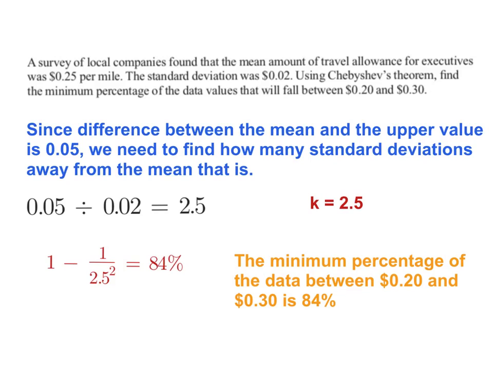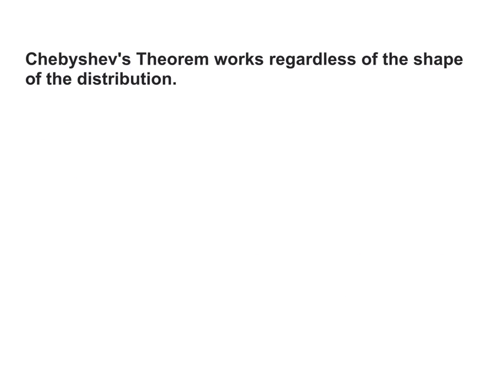All right, next thing. We're almost there. Regardless of the shape of the distribution, Chebyshev's theorem works. If it's a positive skew, a negative skew, a bell curve, could be uniform, whatever, it's going to work. The key reason why it works is because they say a minimum number of values. If they said the exact number of values, it would be different.